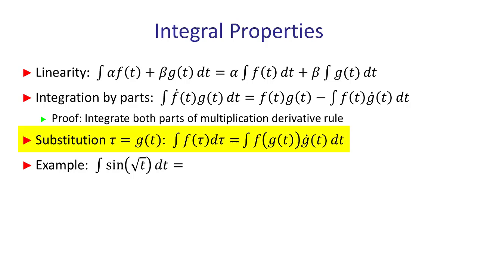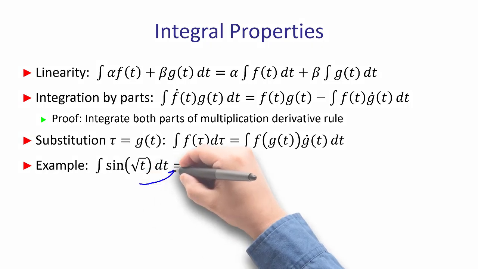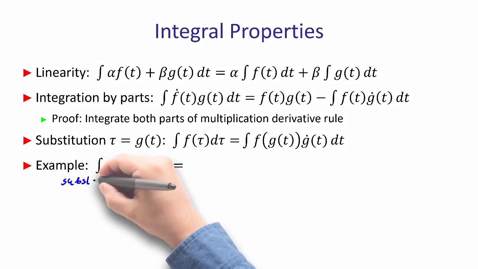Another property is the substitution property. So if you want to define a new function tau, which will be equal to g of t, you can compute the integral of f of tau using some other integral, which is f of g times g derivative times dt. Here is a simple example. This example uses both substitution and integration by parts.